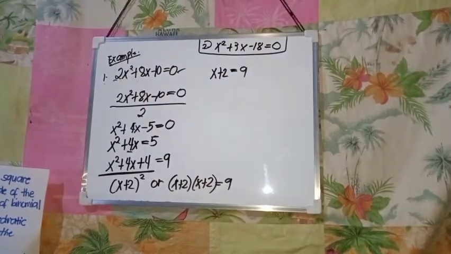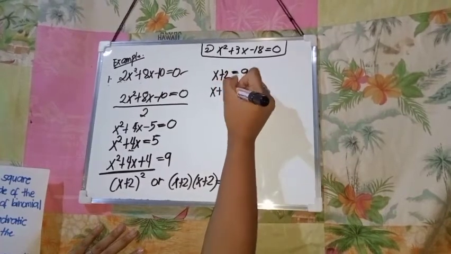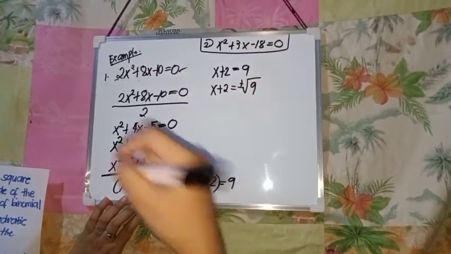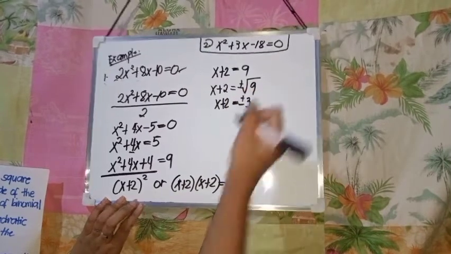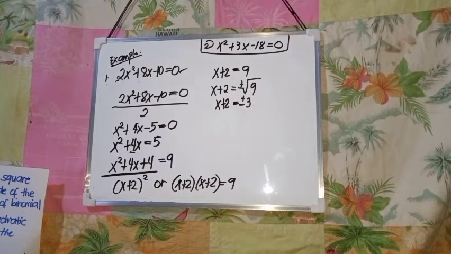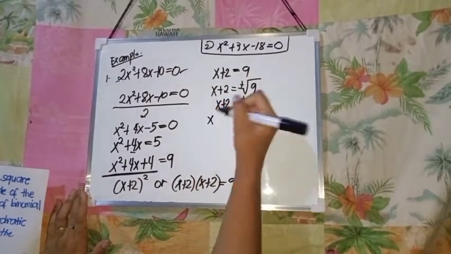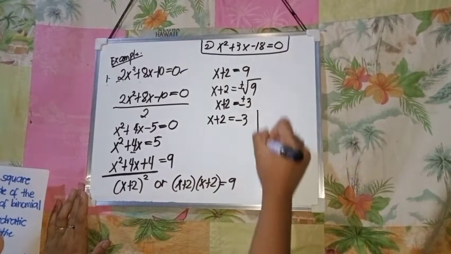It states here that we solve the resulting quadratic equation by extracting the square roots. So we need to extract the square root. Let's take the square root of 9 first. The positive and negative square root of 9 is 3. So x plus 2 is equal to positive or negative 3. Since our 9 here is a perfect square, we need to solve for two values of x. We'll use negative 3 here, and over here we'll use positive 3.